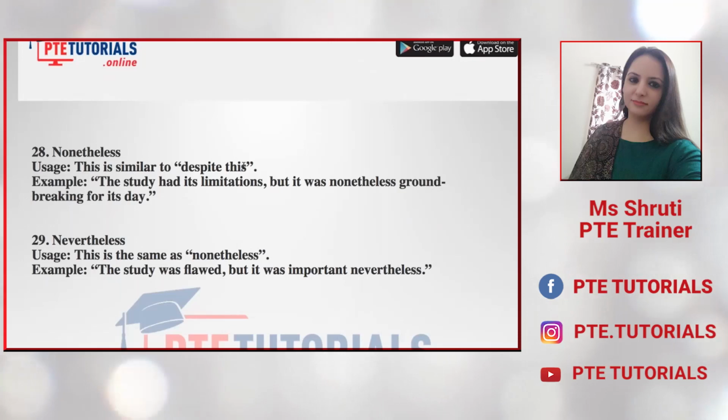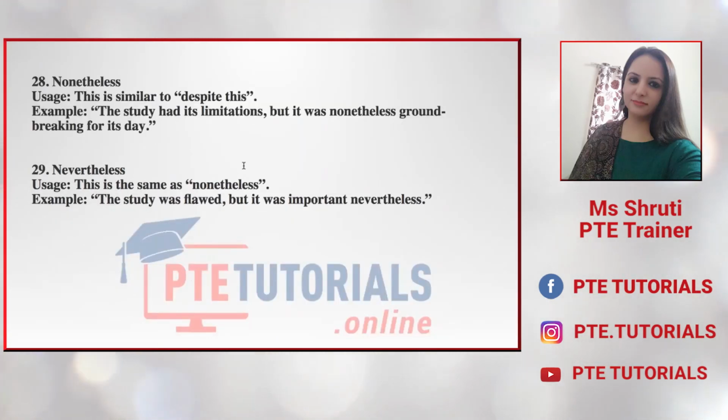Next one is nonetheless. This is important. Even we get this in the fill in the blanks drop down. This is similar to despite this. The study had its limitations, but it was nonetheless groundbreaking for its day. The study has its limitations. It is a statement, an assertion. Then you have used nonetheless because you're giving some extra information there: but it was nonetheless groundbreaking for its day.